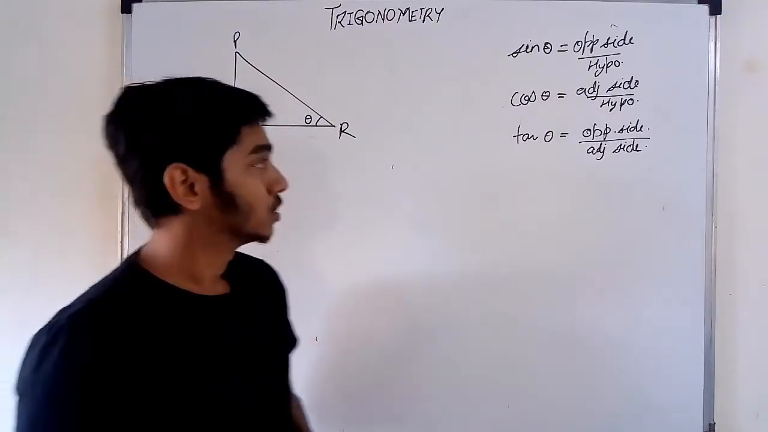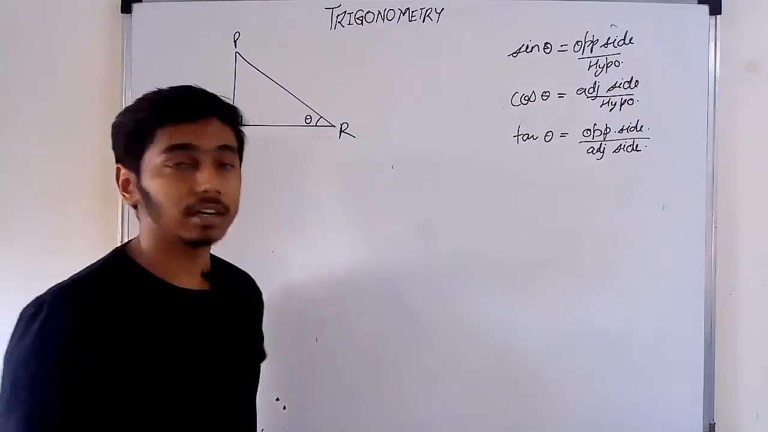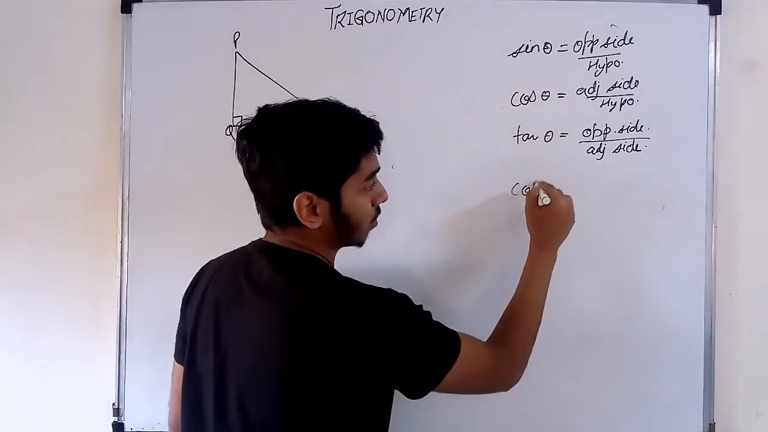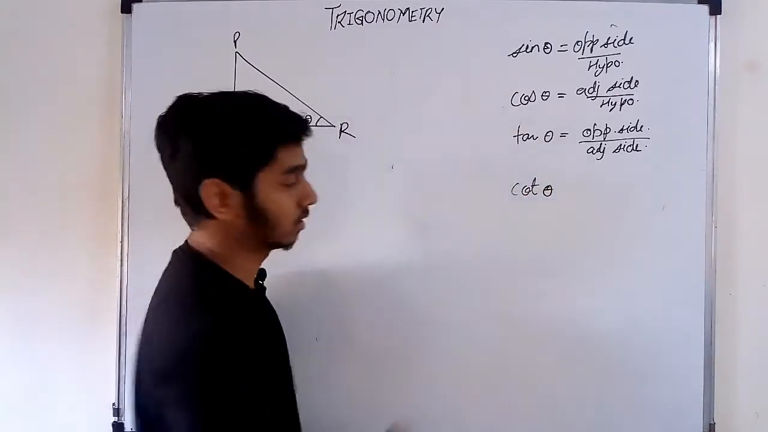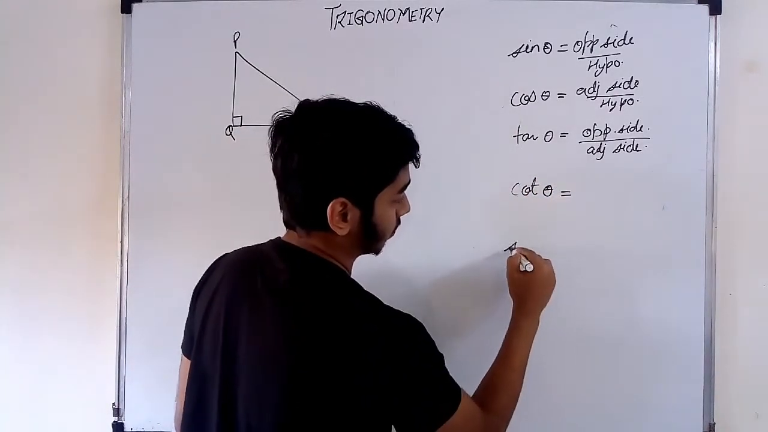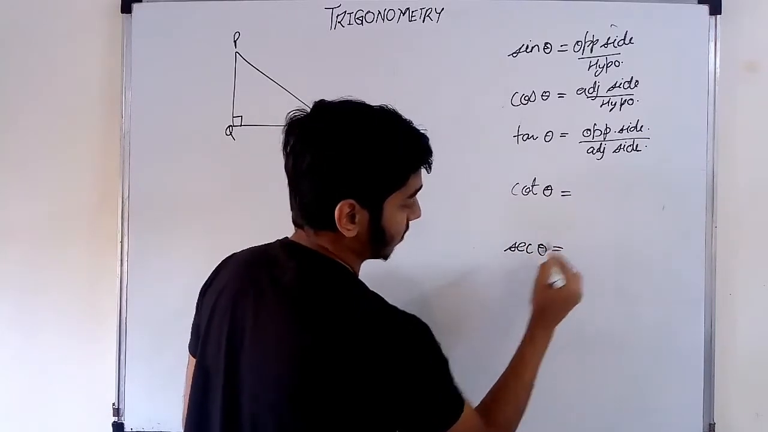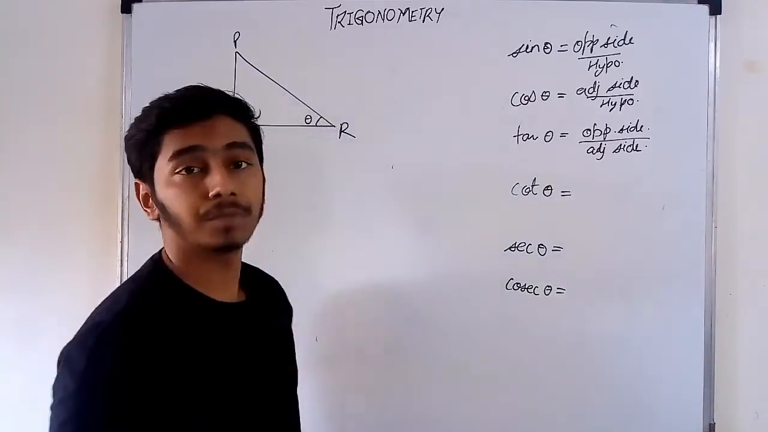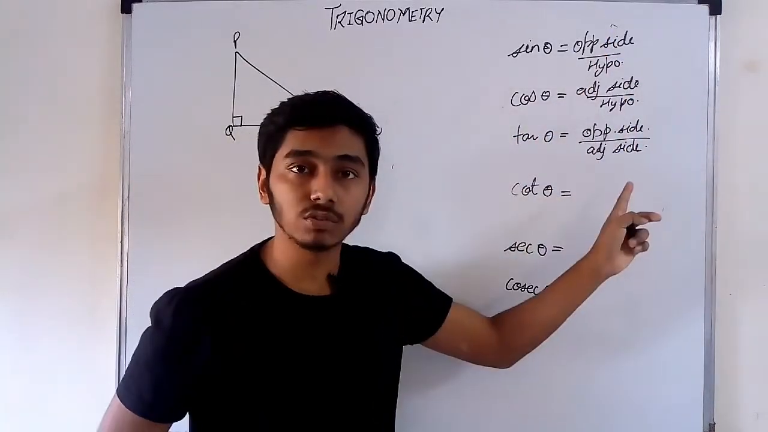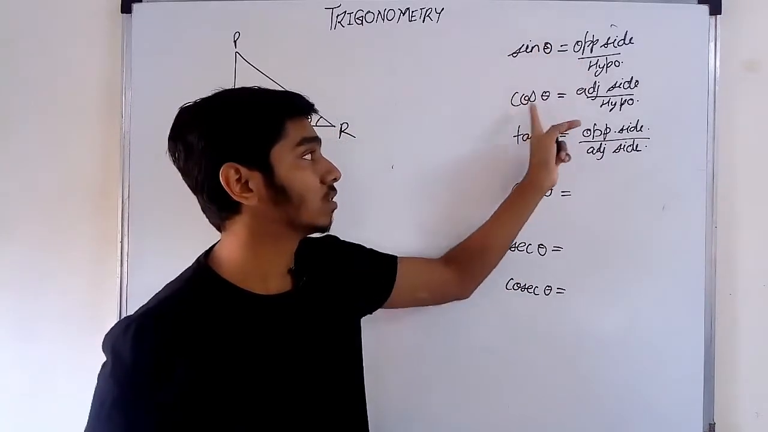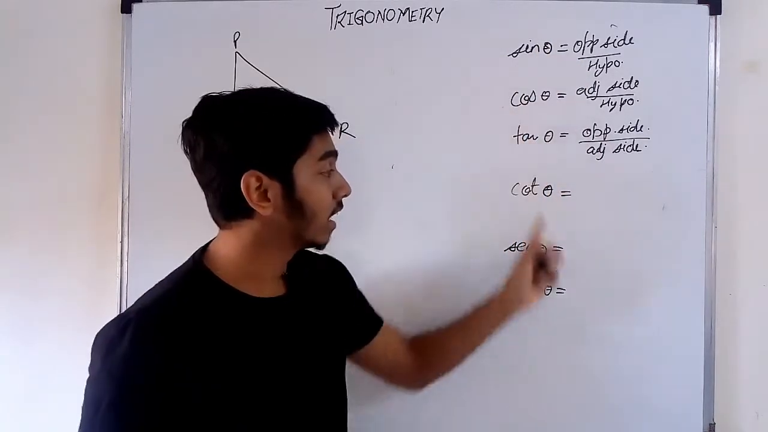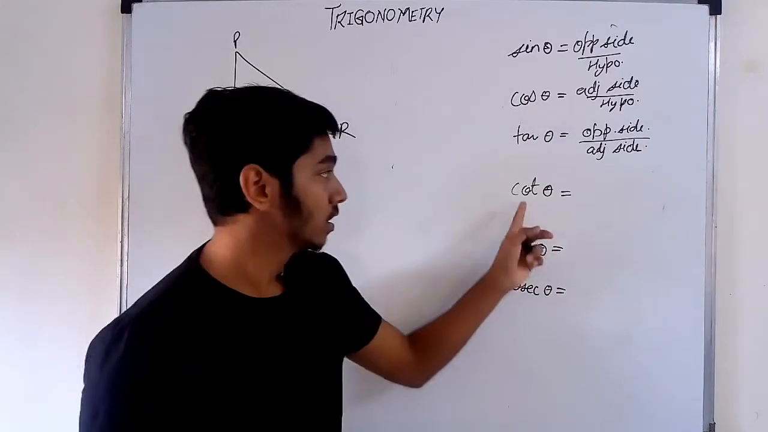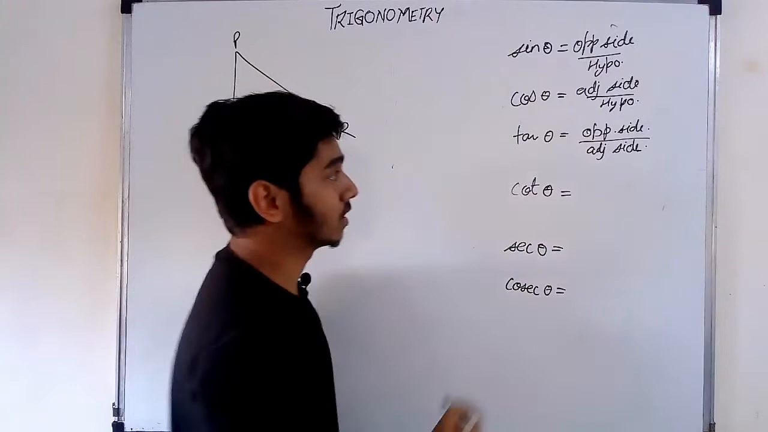Let us see. Before starting with that, let us know some more trigonometric ratios, which are cot theta, sec theta, cosec theta. Just like the ratios sine theta, cos theta and tan theta, there are these ratios also: cot theta, sec theta and cosec theta. So what is cot theta?